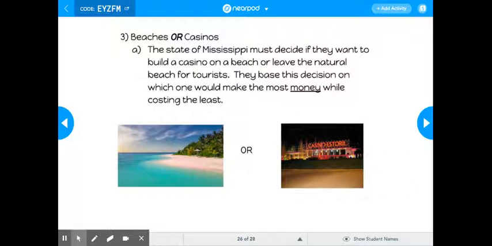Same way with Mississippi. We choose to have beaches or we can have casinos. We can't have both, because if we build the casino, we give up the beach, but we make the money. So they base this decision on if the money is going to be worth losing the beach. So you make your choices based on what you lose the least. And sometimes we make choices that cost us a lot.